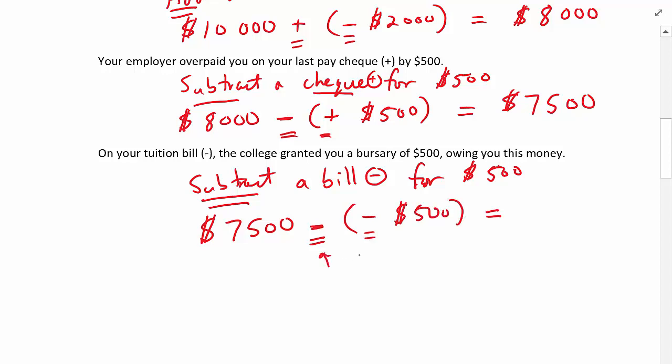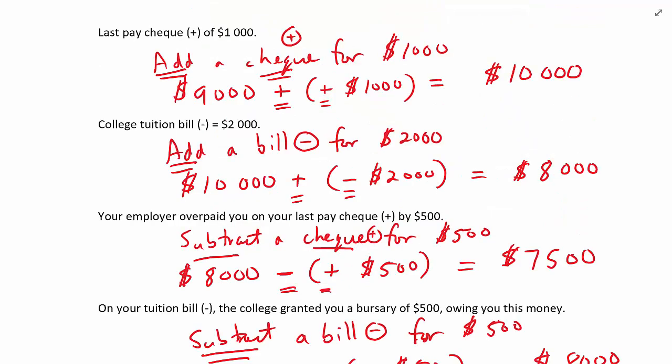So here we have two negatives. Two negatives together make a positive, right? In this case, I'm taking away a bill. I'm taking away a negative number. So you get the bursary, it's money to you, so your account goes up in value. So we're back up to $8,000.